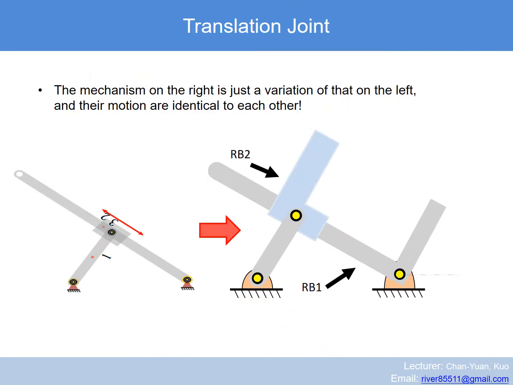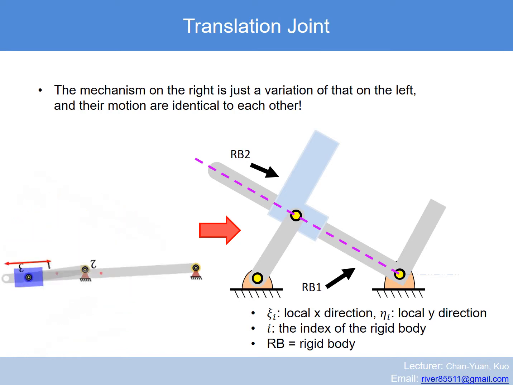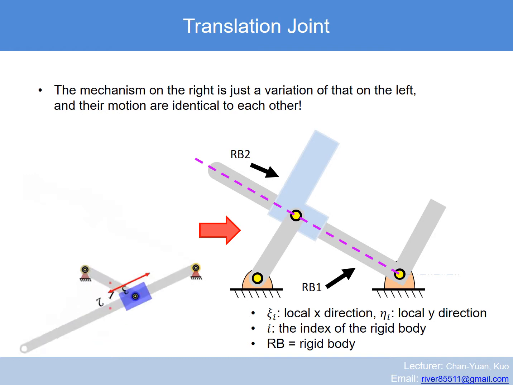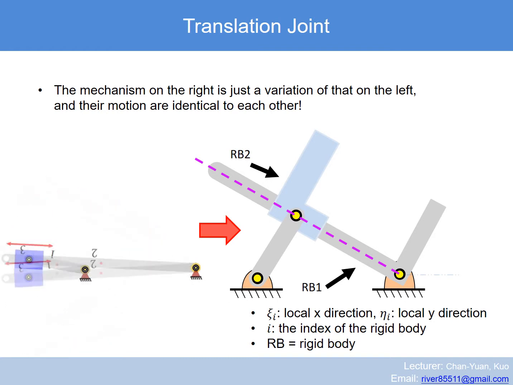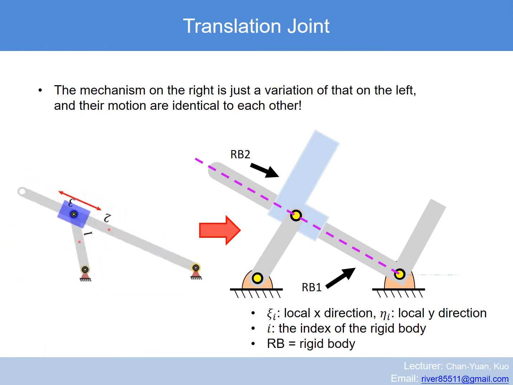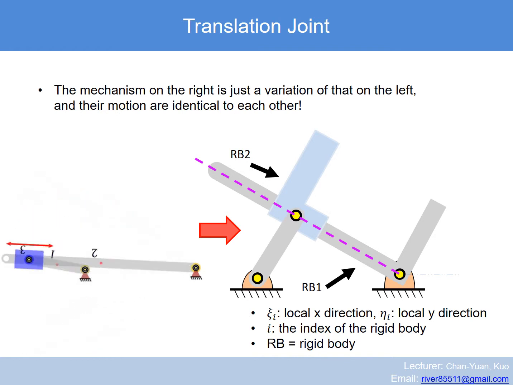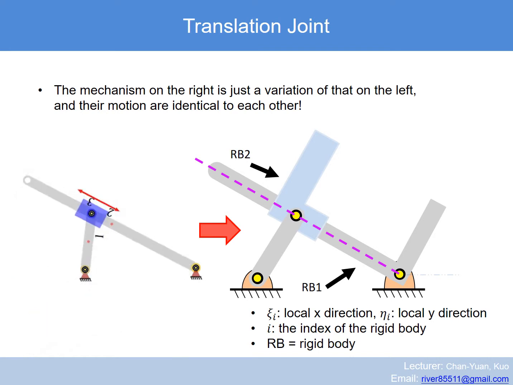In the following slides, the mechanism on the right will be used as a general example to show you how to derive the 2 constraint equations. In case you cannot picture the motion of this mechanism, it is identical to the mechanism on the left, which looks like this. Therefore, it is obvious to tell that rigid body 2 is translating on rigid body 1, and the translational axis is the purple dashed line shown here.